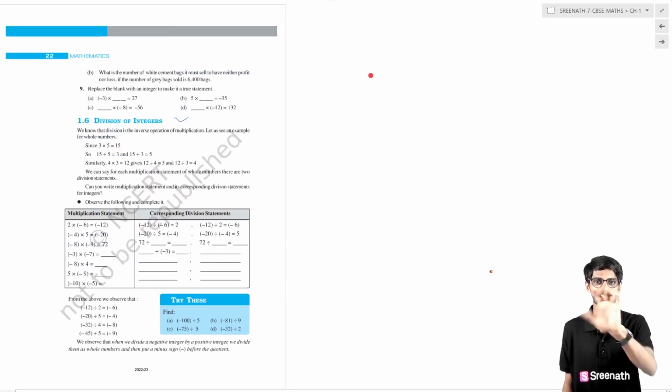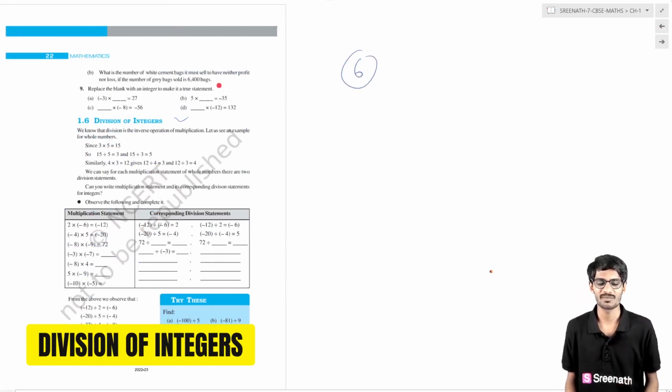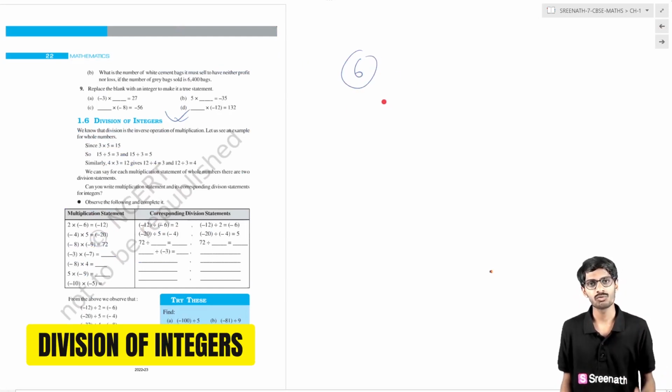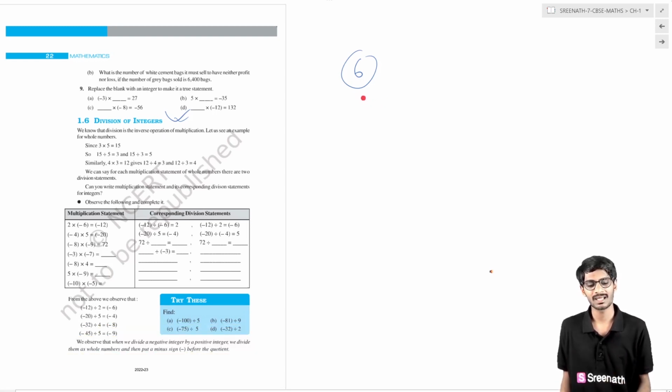So finally, we have completed 5 topics. Now we have entered the 6th topic, which is division of integers. How will we divide integers? Basically, until now we have studied how to multiply integers.